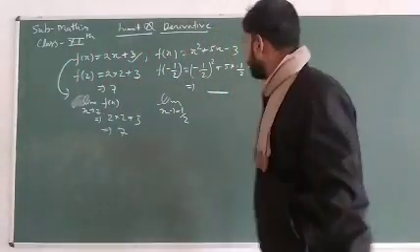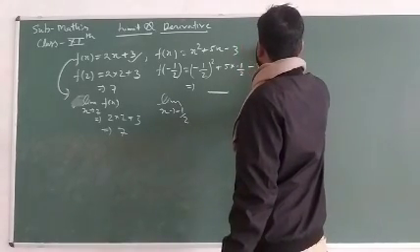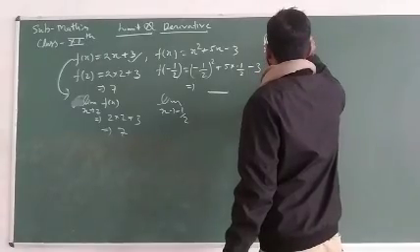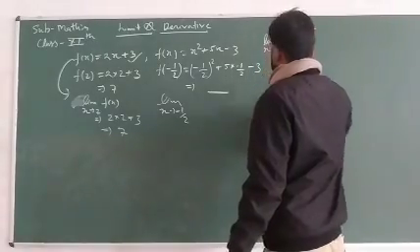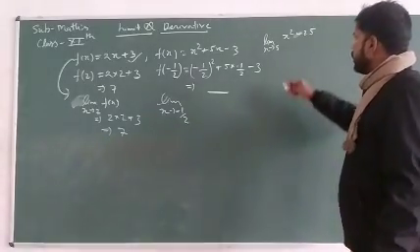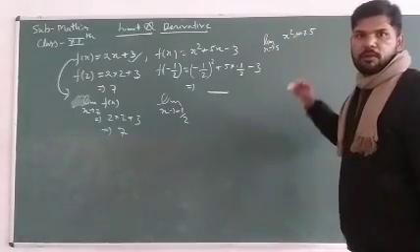Suppose I write another function. If someone writes limit x tends to 5 and the function given is x square minus 25, what will you do? You will just put the value. It is given limit x tends to 5 and the function is x square minus 25. What will you do?